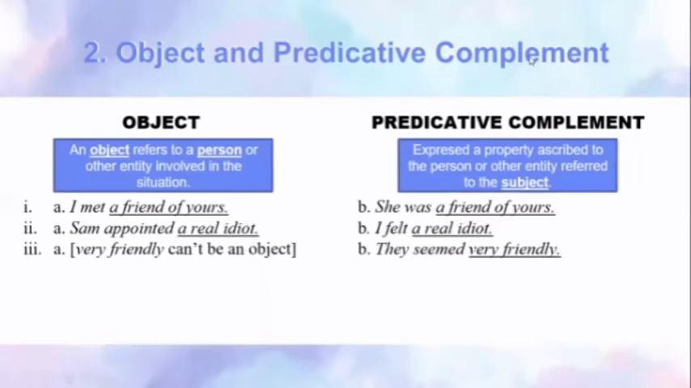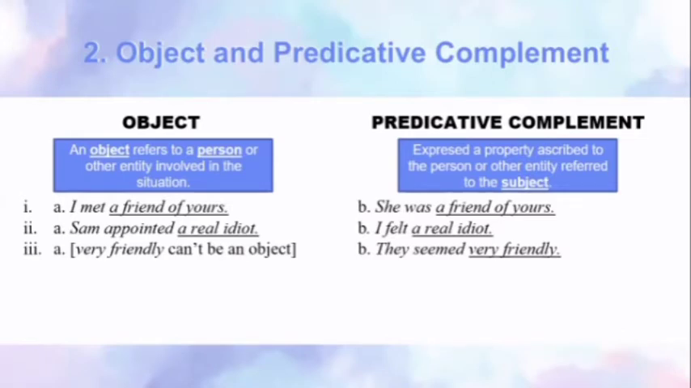The second is object and predicative complement. So the first, I'm going to explain the object. An object refers to a person or other entity involved in the situation. For example, I met a friend of yours. So it is expressed that there was a meeting between two people.